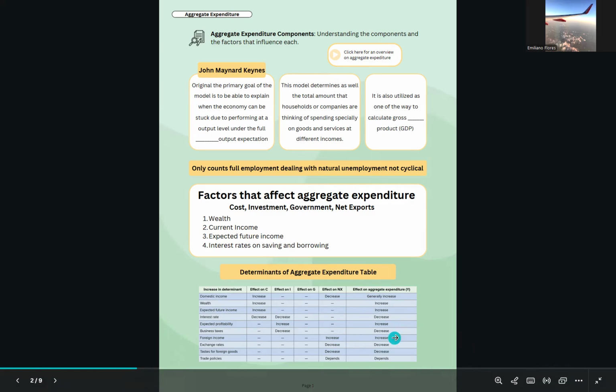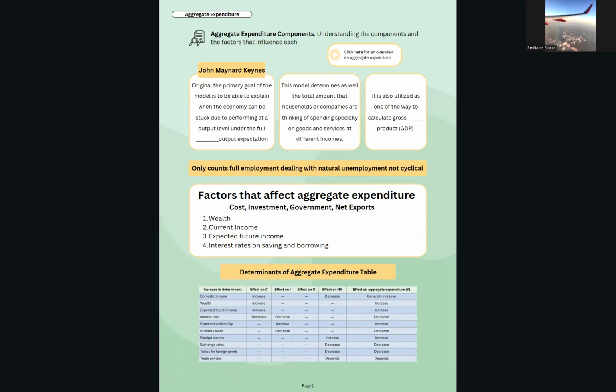If foreign income increases, we'll see an increase in net exports, which leads to a higher GDP. If exchange rates were to decrease, that would also lead to a decrease in aggregate expenditure. Taxes on foreign goods will mean a decrease in aggregate expenditure if we have a decrease in net imports, and it also depends on trade policy and each factor. If we have a positive trade policy, we can see an increase in aggregate expenditure. If we see a negative trade policy, we would see a decrease in aggregate expenditure.